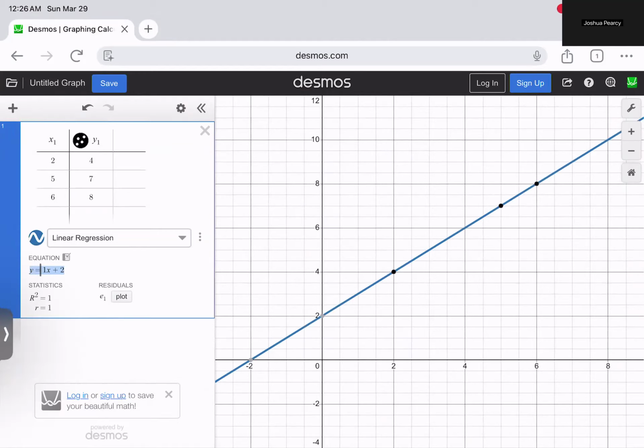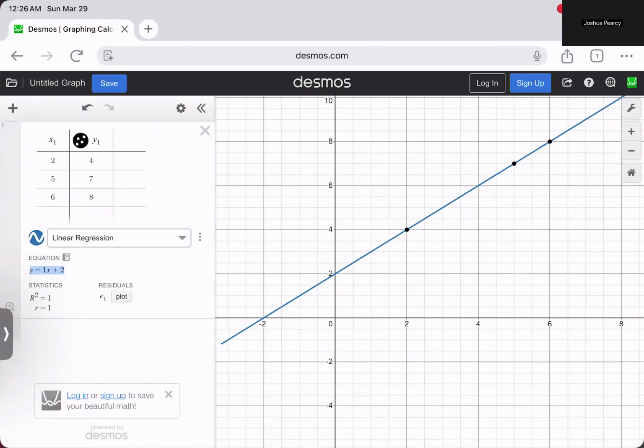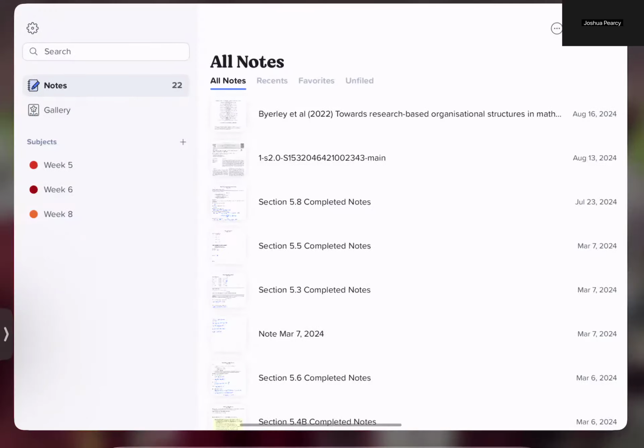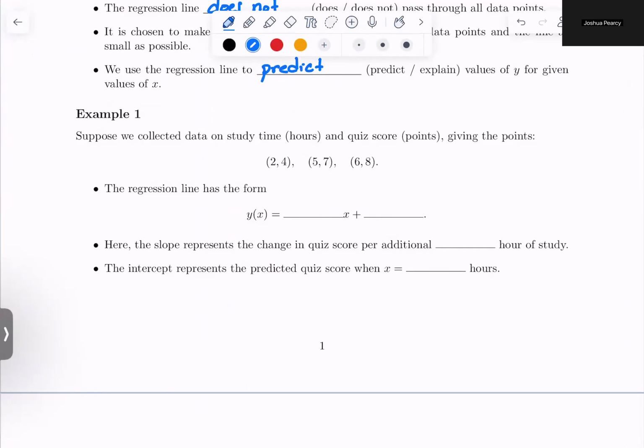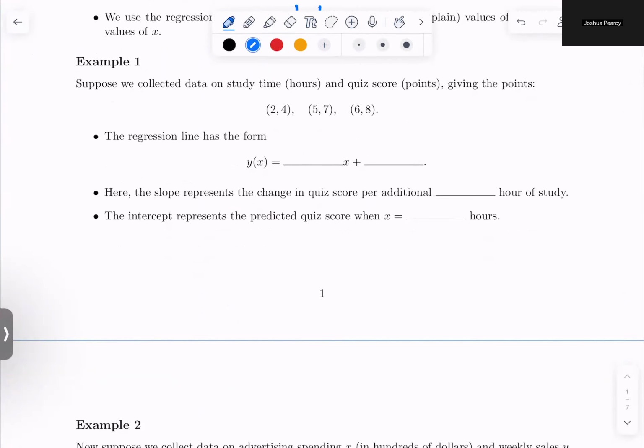So what is our slope here? Our slope is 1, our y-intercept is 2. That means we can write our regression line back on our notes. So let's go back to the notes here. Write our regression line that has the form y of x equals 1 times x plus 2.